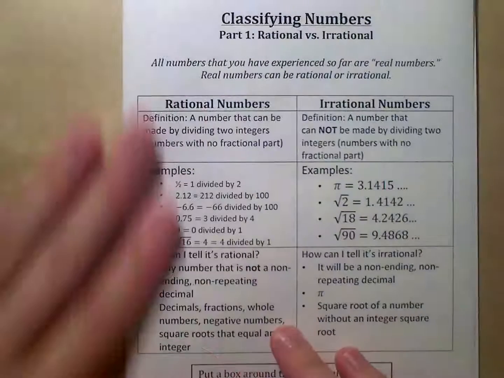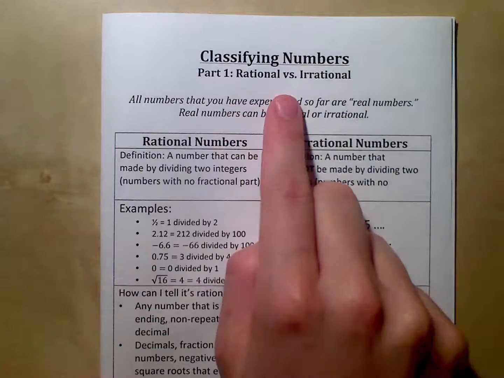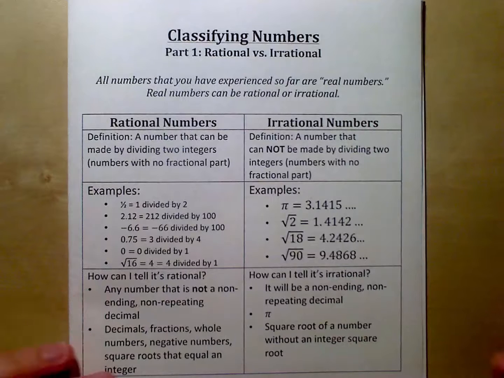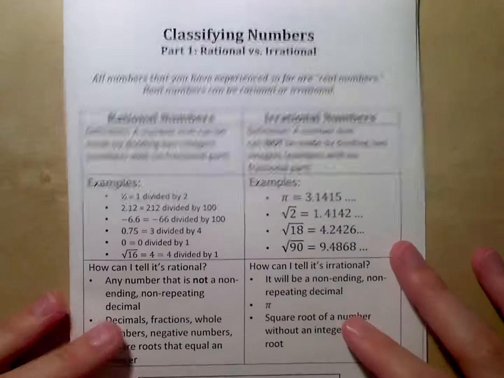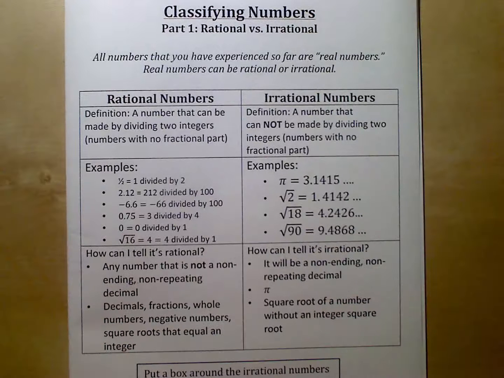Start by taking the handout that you picked up and folding it into a booklet with this as the cover, where it says Classifying Numbers, Part 1, Rational versus Irrational. So this objective is very different than our past objectives, which is this objective is more about information that you need to know as opposed to a skill that you need to be able to do. So I've included all the information here. I'm going to read through it quickly with you, and then you're going to try and see if you can apply it.